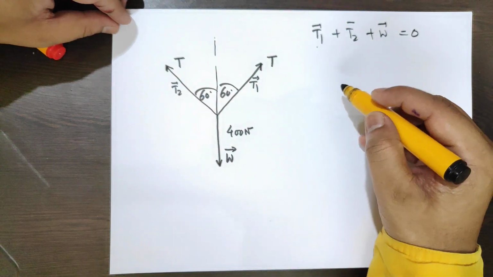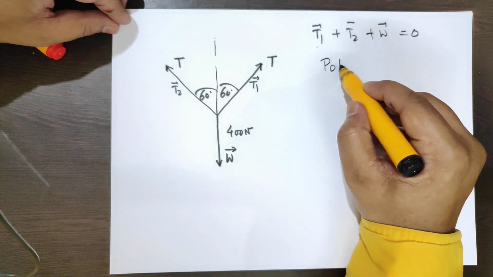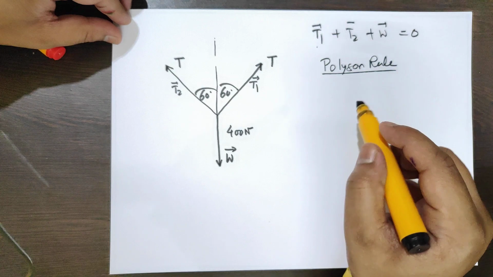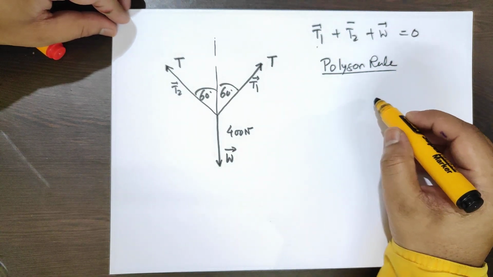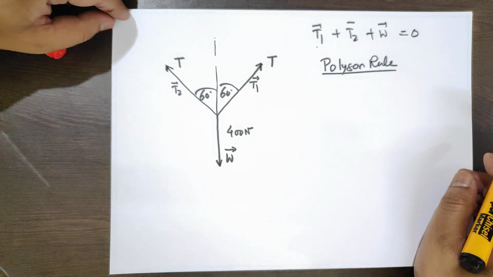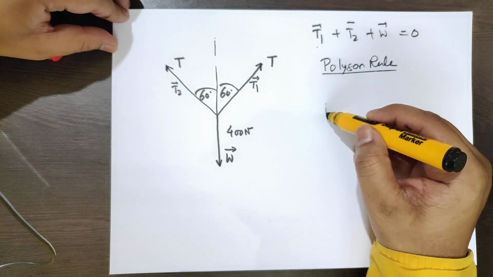So their sum is 0. So we will apply the polygon rule here. Polygon rule. So for a null vector, for a zero vector, the head of the last vector will coincide with the tail of the first vector. So suppose T1 is our first vector.